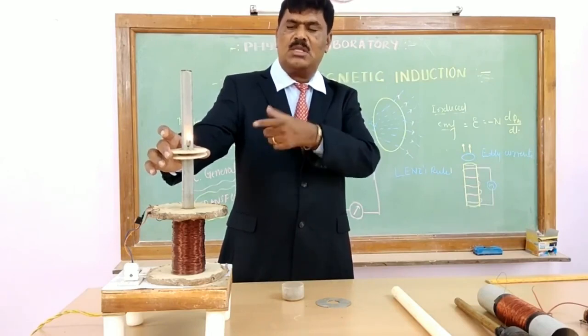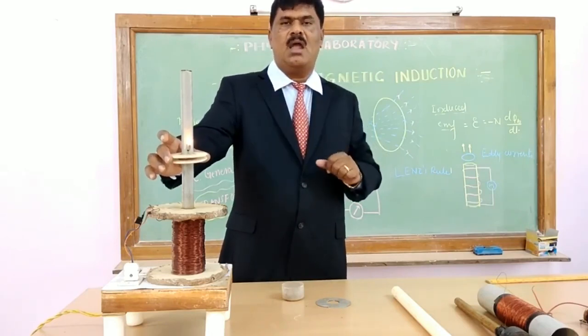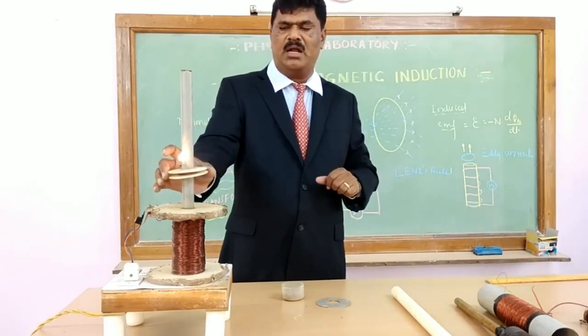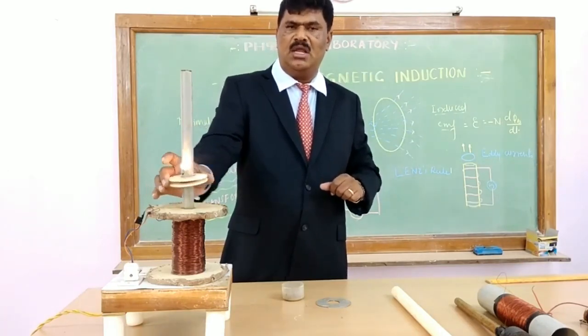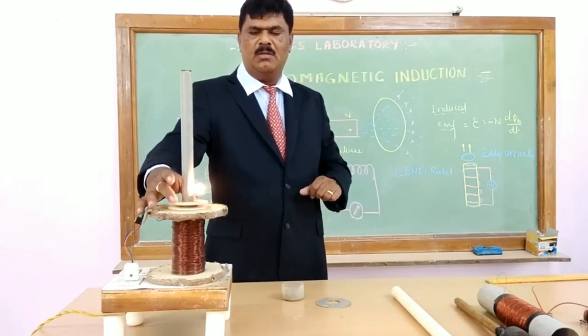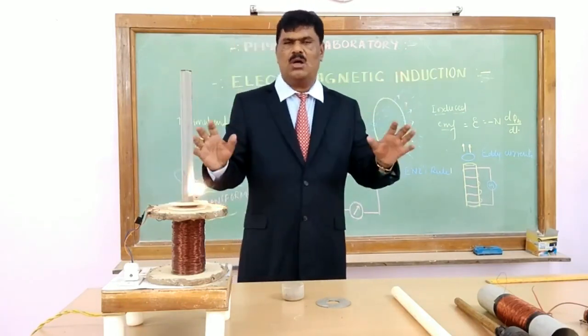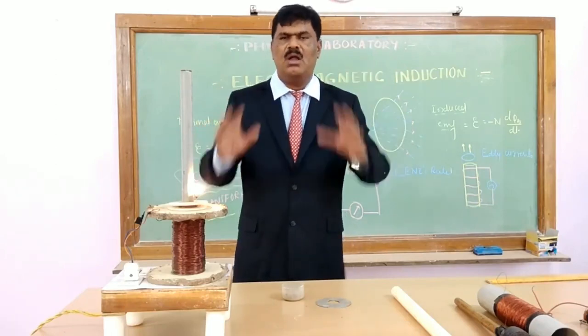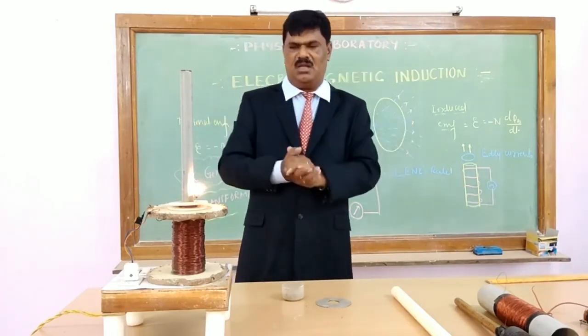The magnetic flux linked to the secondary coil is changing. And according to EMI, you see, the induced current is flowing there, and hence the bulb is glowing. Right? This is what a simple phenomenon of electromagnetic induction is.